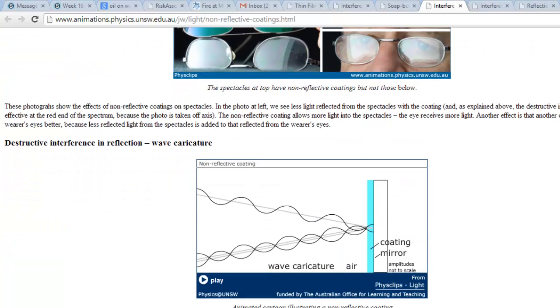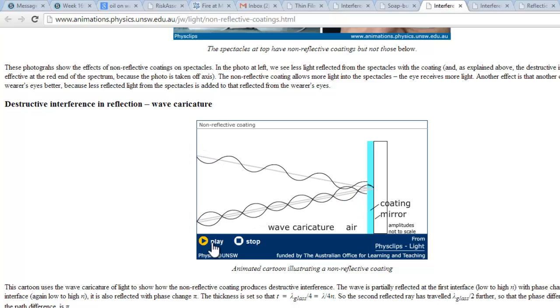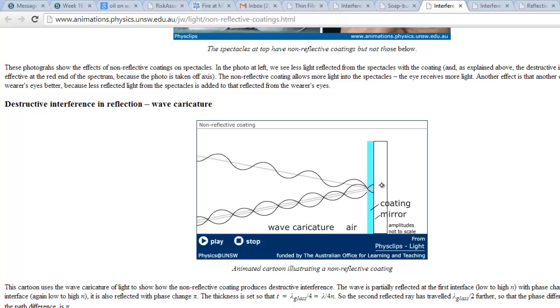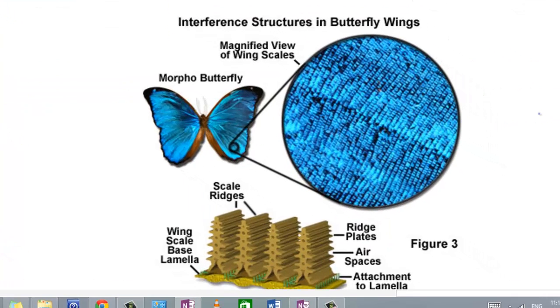So if we look at the animation, you can see that the wave comes in and is reflected off the top one with a phase change and reflected off the bottom one with a phase change. So you get complete destructive interference. So we can use these conditions for constructive and destructive interference in thin films.